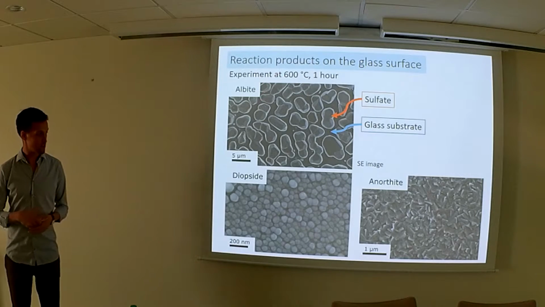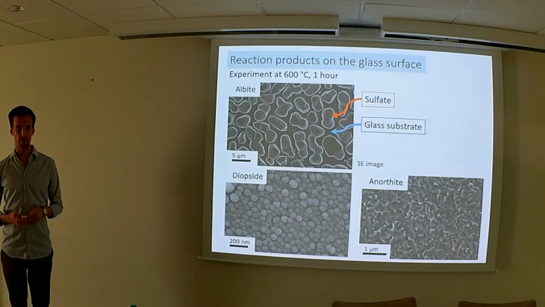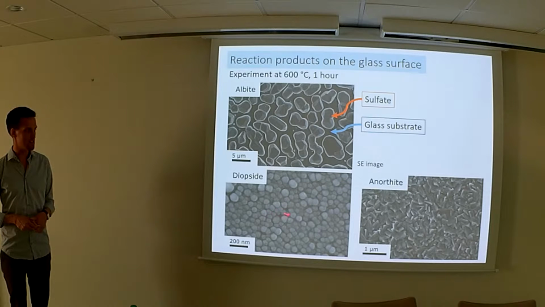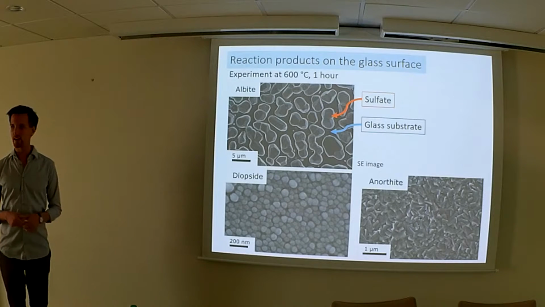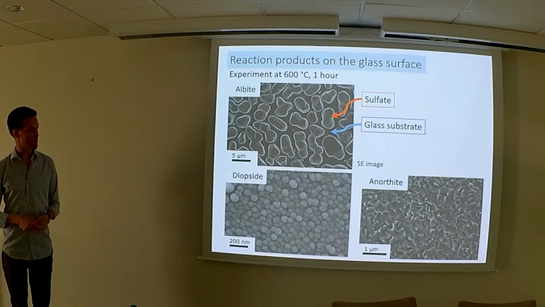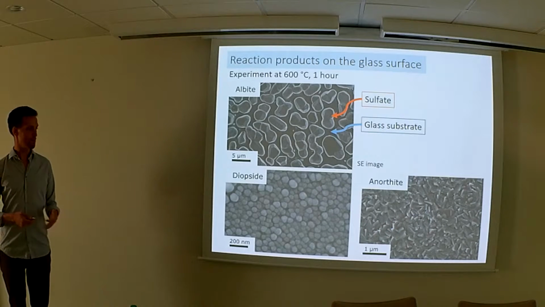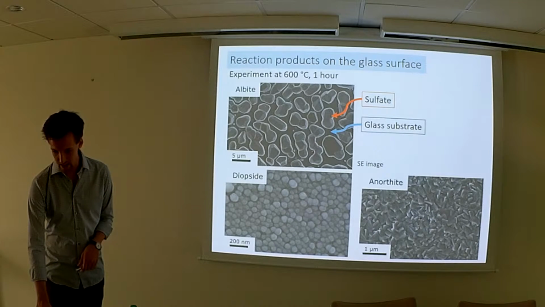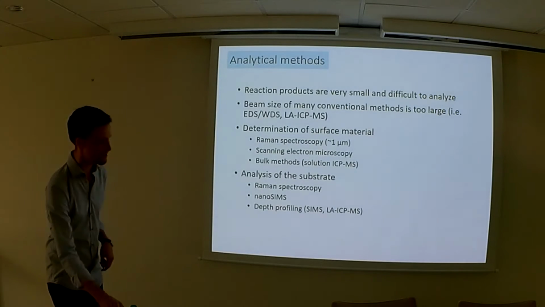At the same experimental conditions, the materials on the surface look very different. So this is on the diopside glass. You can see the scale bar, 200 nanometers, and we have these almost amorphous looking little spheres of diameters of only 40, 50 nanometers. On the anorthite glass, we have more crystalline looking materials, but still they're usually less than a micron in size. So that makes the analysis of these experiments challenging.